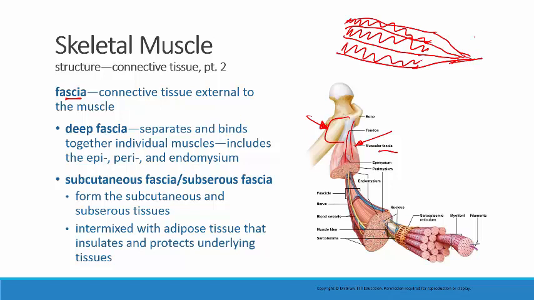perimysium kind of binds together with the overlying deep fascia and epimysium. And then inside of each fascicle, of course, there's all the connective tissues that are surrounding the individual muscle cells. So all those connective tissues kind of run out at the end of the muscle and form the tendon.